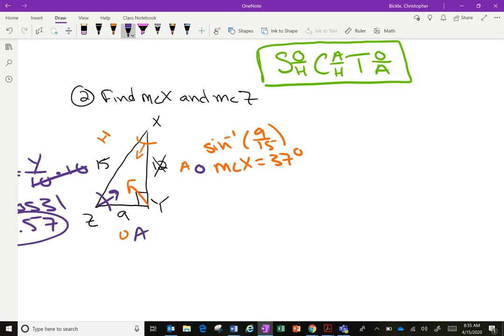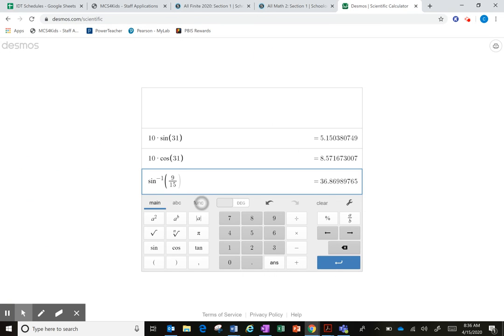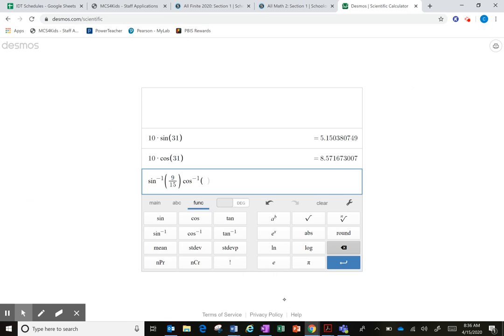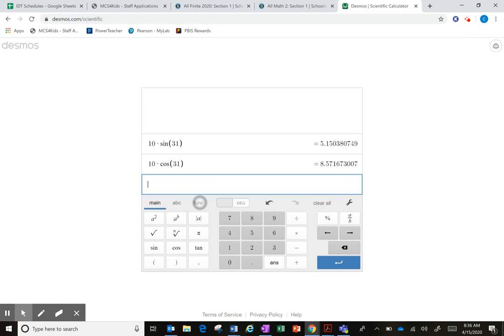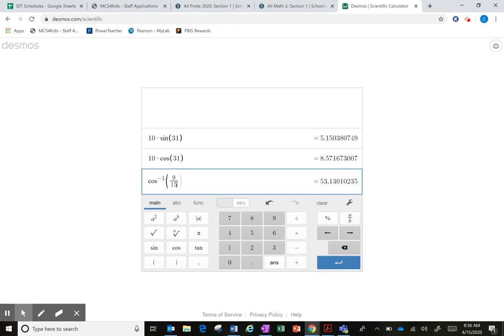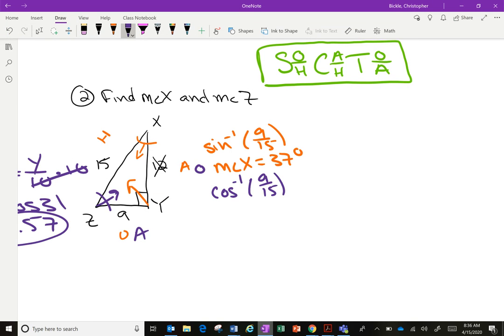So again, I'm still pretending like that 12 is not there, and you could have used any number here, but then I would have had adjacent and hypotenuse. So I would know the inverse cosine of 9 over 15 would give me the measure of angle z. And I can go back and punch that in. Inverse cosine, oops, sorry, I got to clear that out. Inverse cosine, 9 divided by 15 is 53.13. We'll call that 53 degrees.